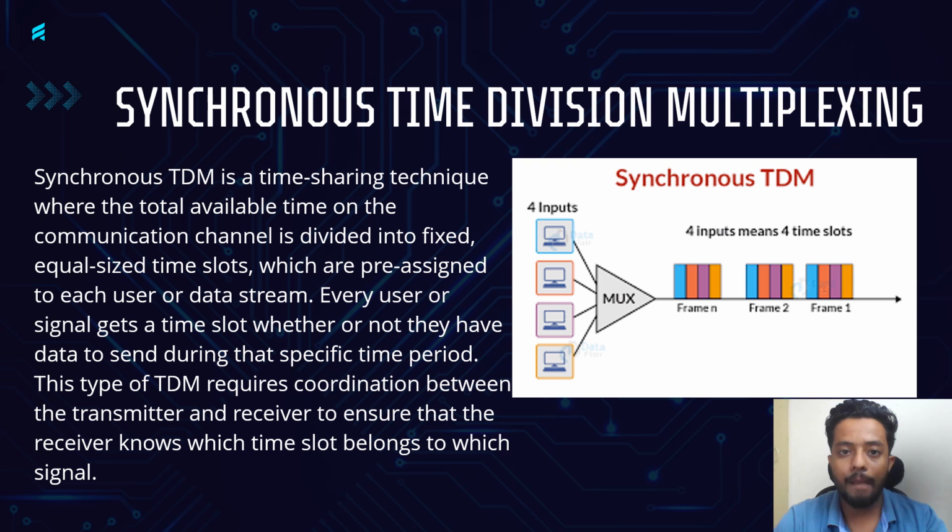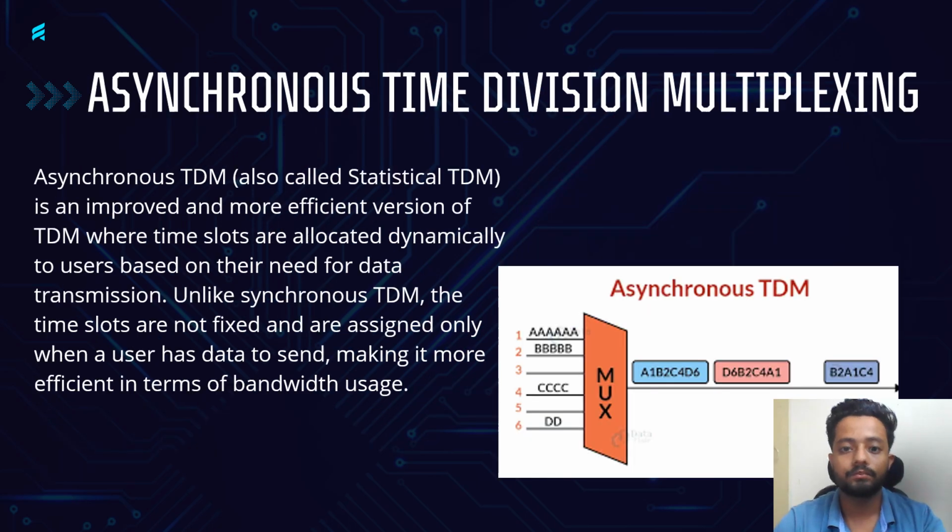There are two types of time division multiplexing. First is synchronous time division multiplexing. It is a time sharing technique where the total available time is divided into fixed equal time slots pre-assigned to users. Each user gets a time slot whether they have data to send or not. This type of time division multiplexing requires a very strong connection between transmitter and receiver to ensure that the receiver knows which signal corresponds to which sender.